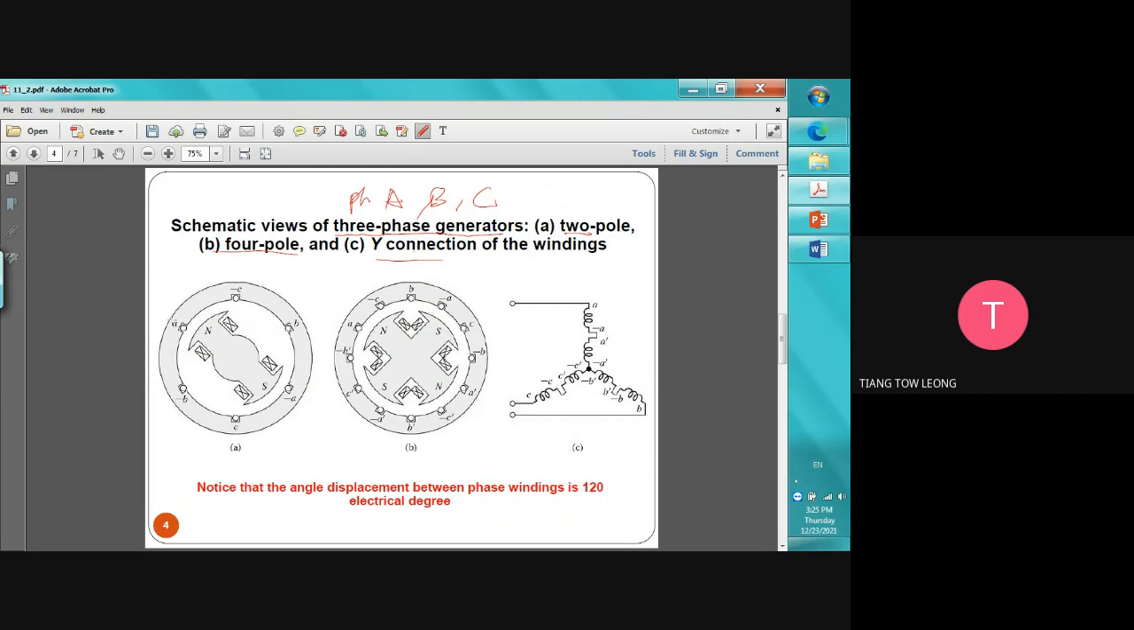Where is a three phase? A, A, B, B, C, C. This one is called armature winding. Armature winding is the winding that can give us the useful current if, let's say, we want to use it to power up something.